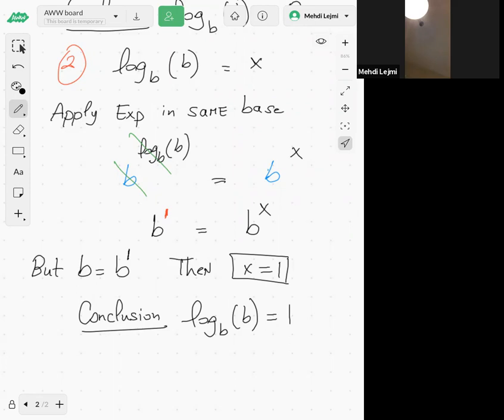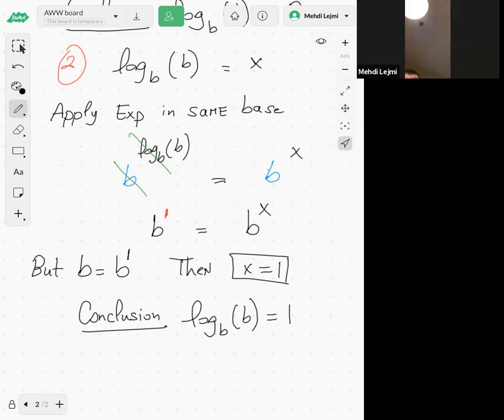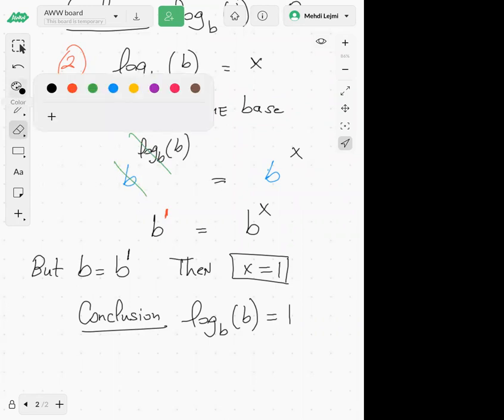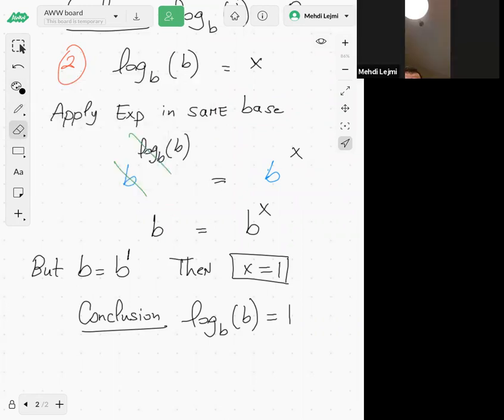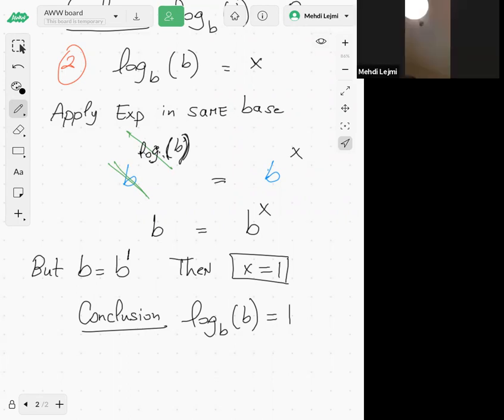More properties. Yes. And you cross out the b though, but you put b over 1. No, it's not b over 1. It's b to the power 1. Yes, that's what I meant. So because I got b, right? This log and this exponential, they cancel out. So you're just left with this b here, right? And I'm saying, so b is equal to b to the x, right?